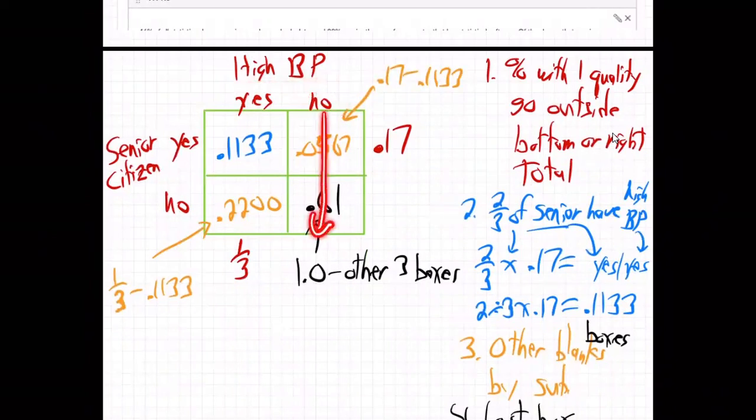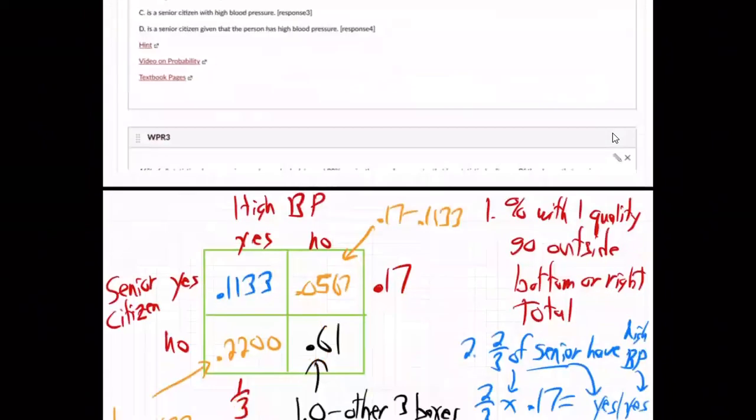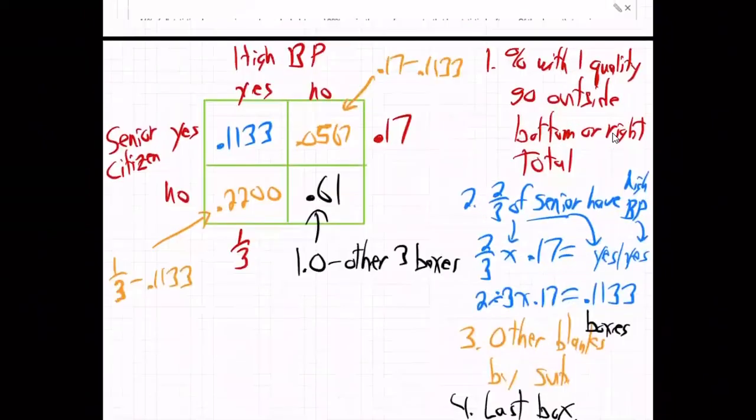It's going to have to be whatever this total is. Right? High blood pressure, no, right? Let me see if I understand right. If an American adult selected at random does not have high blood pressure, well, so I've got to find this no right here.